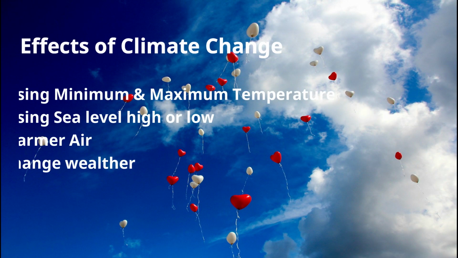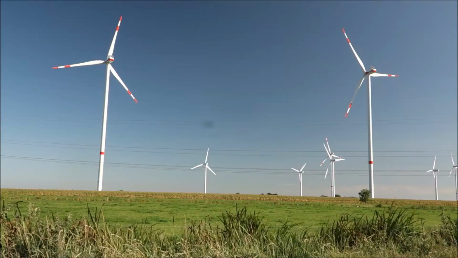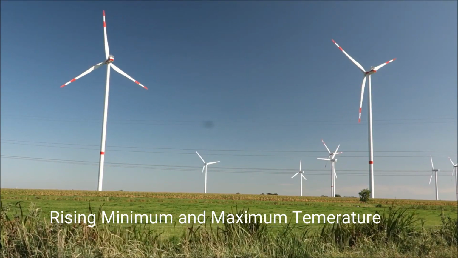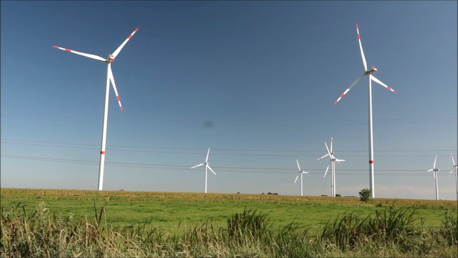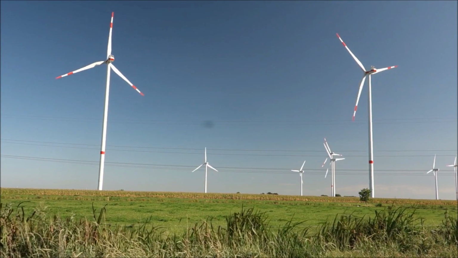Effects of climate change: 1. Rising minimum and maximum temperature. 2. Rising sea level, high or low. 3. Warmer air. 4. Change weather. In general, circulation models indicate that future temperature changes linked to global warming might be characterized by a marked asymmetry between daytime maxima and nighttime minima.